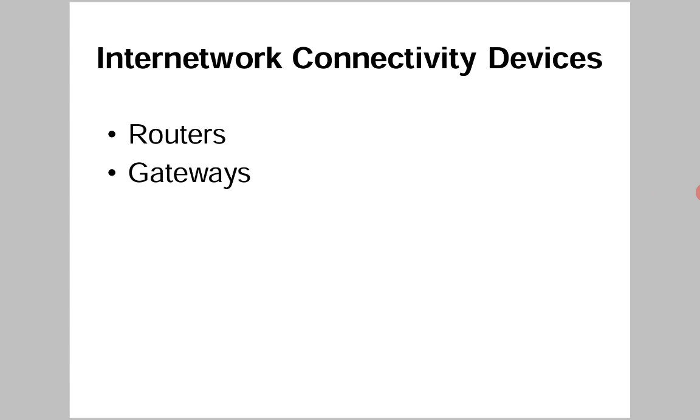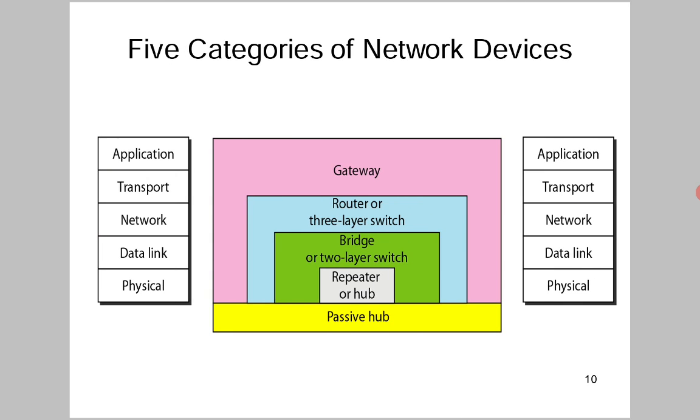What are inter-network connectivity devices? They connect one network to another network. When you want to join or connect one network to another, generally we require inter-network devices. So, 5 categories of network devices. What are they? Passive hub, repeater or hub, bridge, router or gateway. So in the list it is a passive hub, repeater, bridge, router, and gateways.